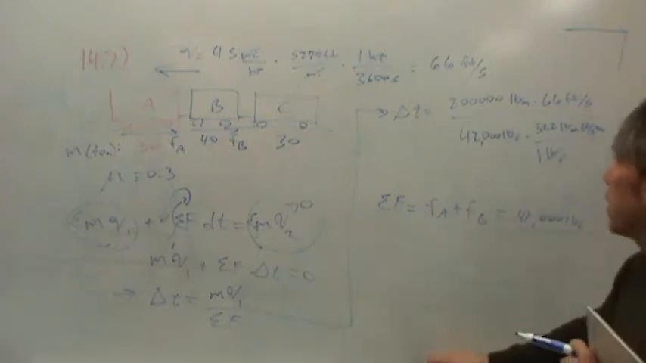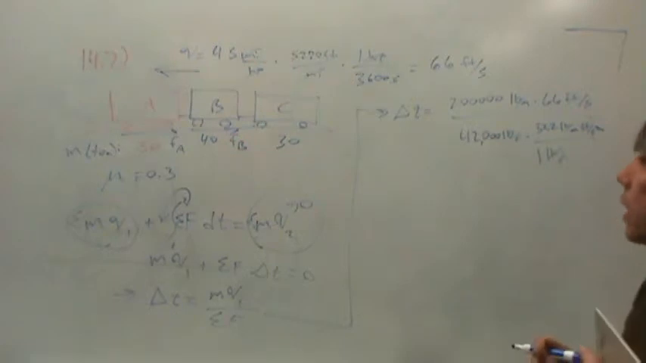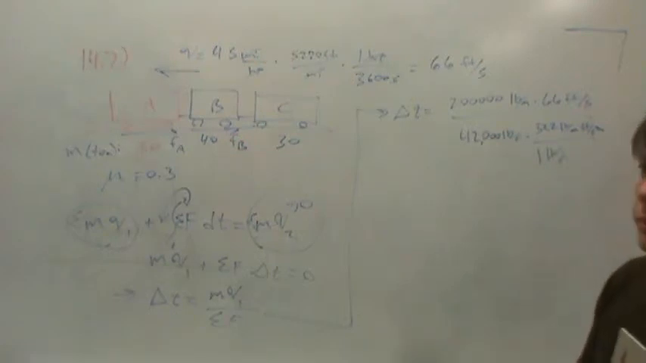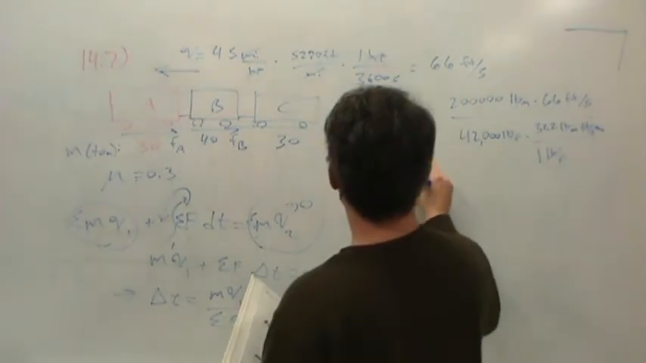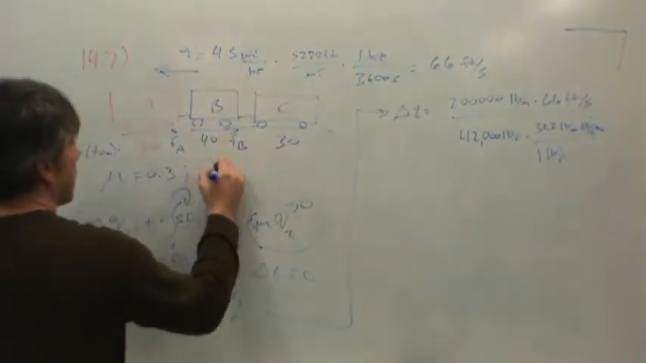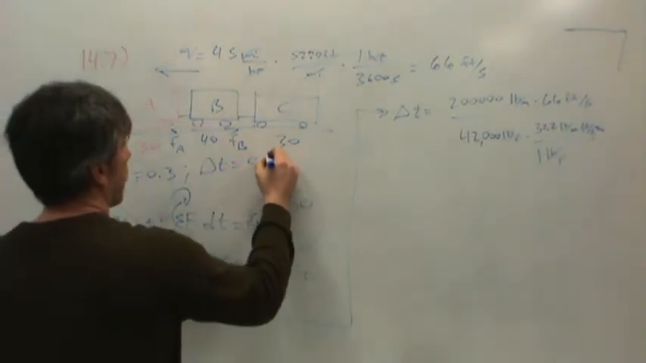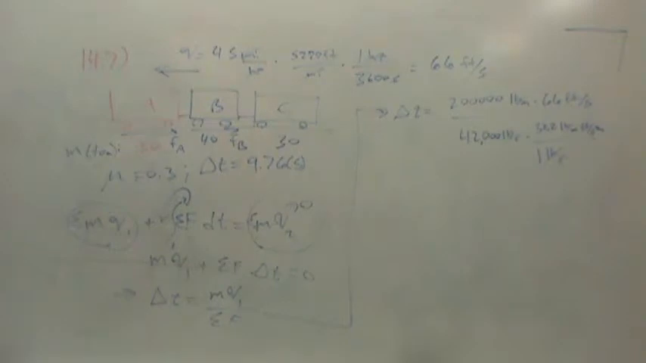So plug this into your calculator, please. Let's find out how long it takes for the train cars to come to rest. 9.76? Yeah. All right, thanks. So let me put that over here because we're going to use it in just a second. So delta T equals 9.76 seconds. So almost 10 seconds that it takes for this thing to come to rest.